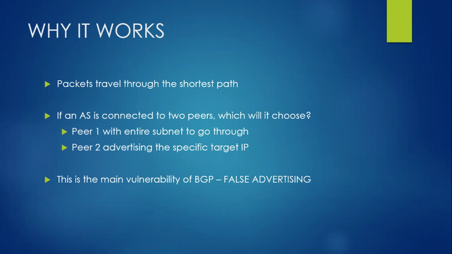And that's the main vulnerability of BGP: if anybody is advertising a false prefix, a false IP, a false subnet, then it's not secure, and anybody can pull any information that they want from the target.